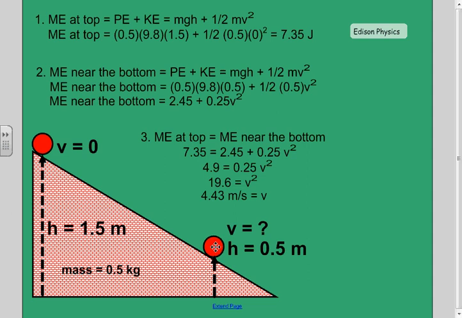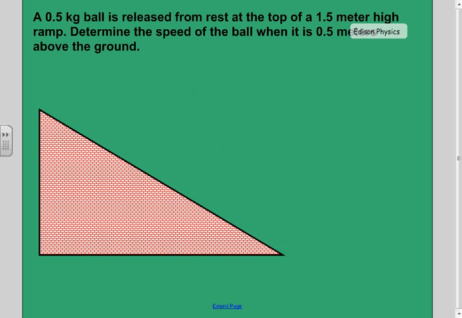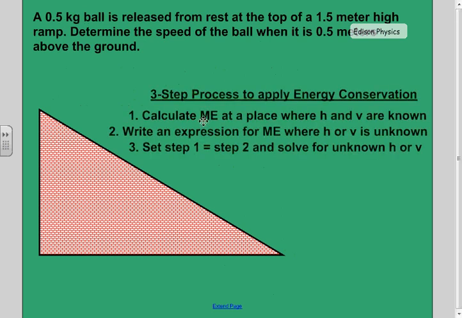That is how conservation of energy can be used to solve problems. The key to this process, and remember it is a process, is that there are 3 steps. Calculate the ME at the place where H and V are known. That may not always be the highest point, so be careful. Write an expression for the mechanical energy where you want to know H or V, and then set your answer to step 1 equal to your answer to step 2, and solve for the unknown height or speed. Good luck with your conservation of energy problems.